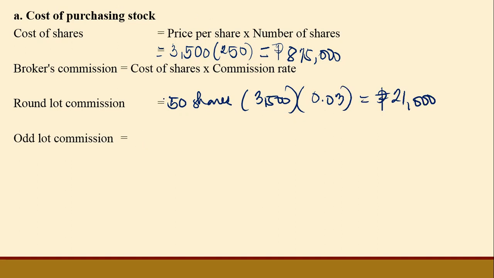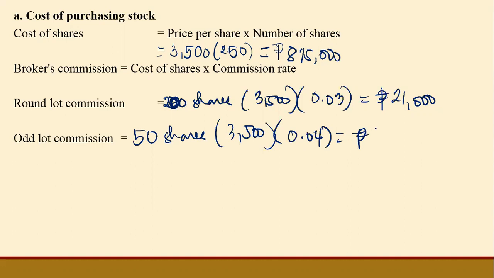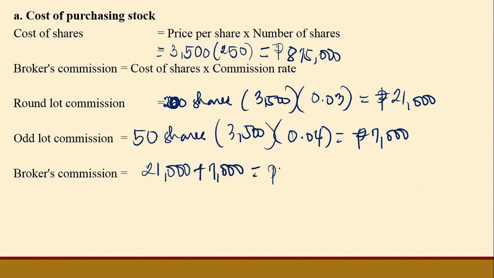And for the odd lot commission, this is 50 shares times 3,500 and the commission rate, which is 0.04. So this is equal to 7,000 pesos. So the broker's commission is now 21,000 plus 7,000, which is equal to 28,000 pesos.